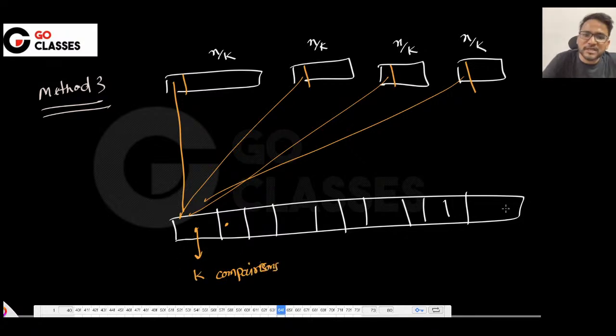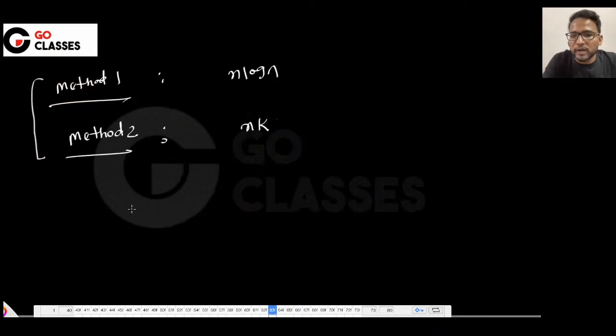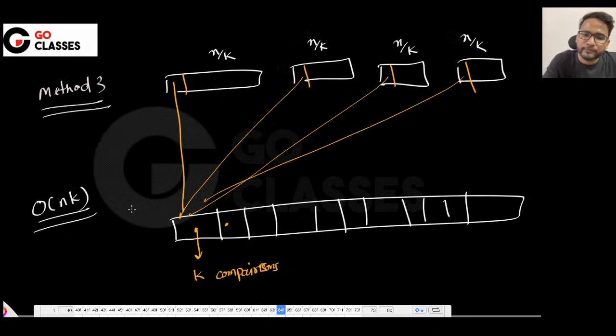And the number of elements is n in this array. Since there are n elements, for each element I am doing k comparisons, so the time complexity here is also order of nk. So it is also not a very good improvement. In fact, it is not an improvement from method 2, but that's okay. In method 3 also I am getting order of nk.